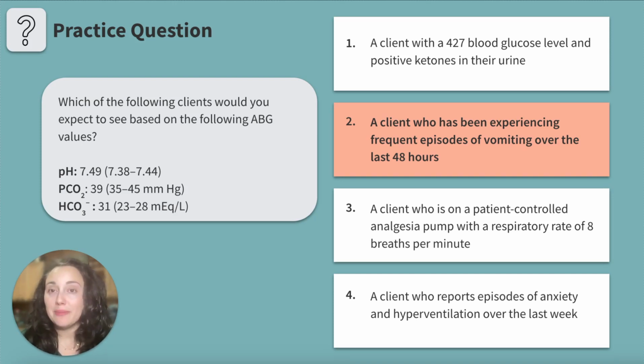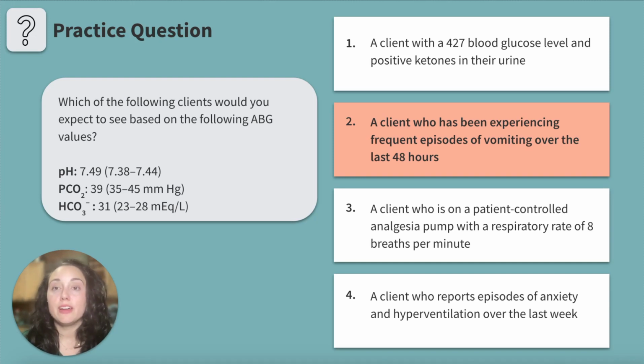Next, option 3, a client who is on a patient-controlled analgesia pump with a respiratory rate of 8 breaths per minute. This client sounds oversedated. The hint here is respiratory rate. The client is not blowing enough carbon dioxide. If the carbon dioxide is not leaving the body, where is it going? Nowhere. They're retaining it. This client is a client that would be experiencing respiratory acidosis.